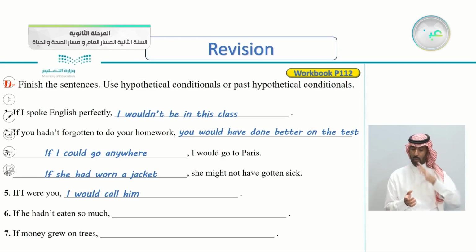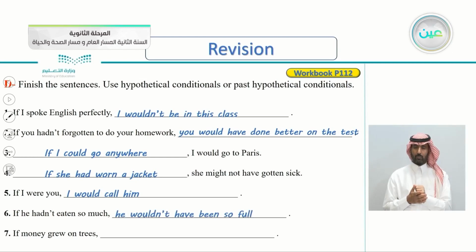Number 6, if he hadn't eaten so much, so maybe he got sick or something. If he hadn't eaten so much, he wouldn't have been so full. So he is so full. Why? Because he ate so much. If he hadn't eaten so much, he wouldn't have been so full.